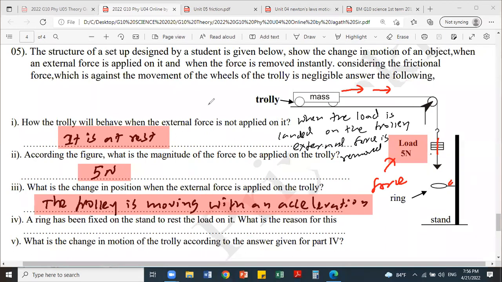So what is the answer for this? It has been fixed on the stand to rest the load on it. What is the reason? To remove the force applied immediately. This type of question, compulsory questions, you get in the structured discipline paper. Compulsory questions, the practical based questions, right? Remember that.